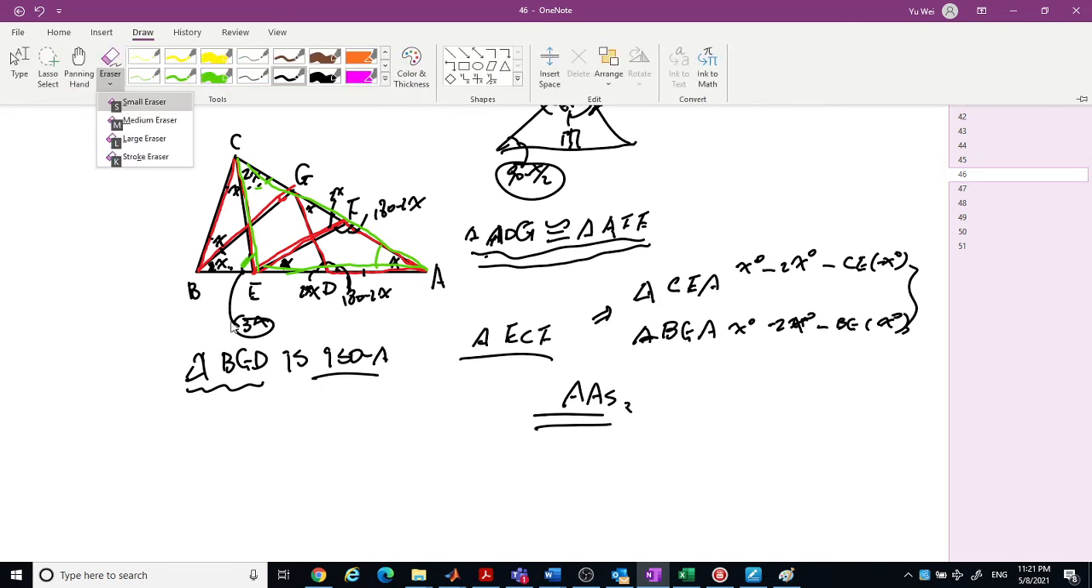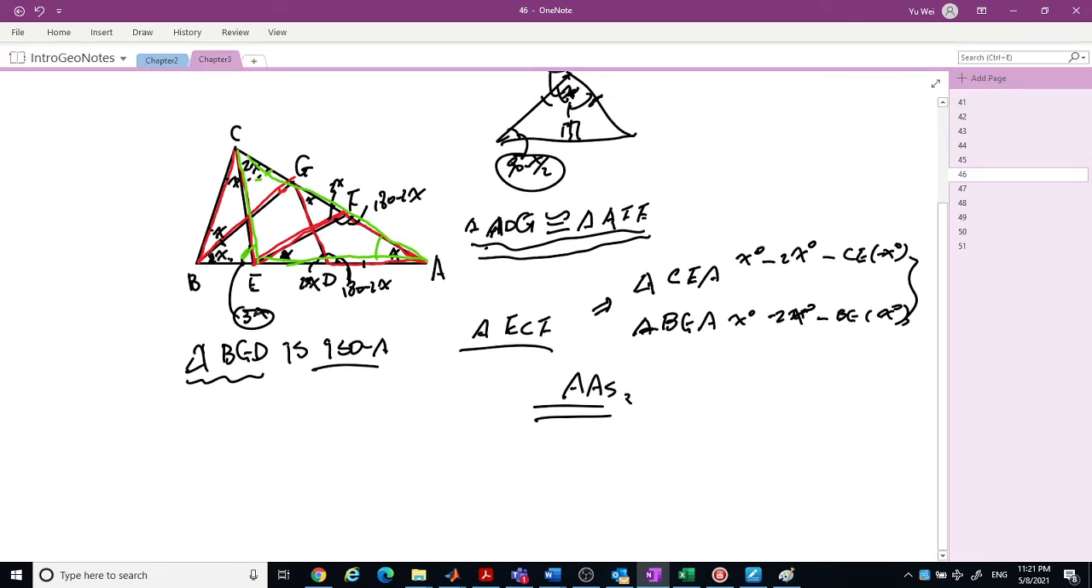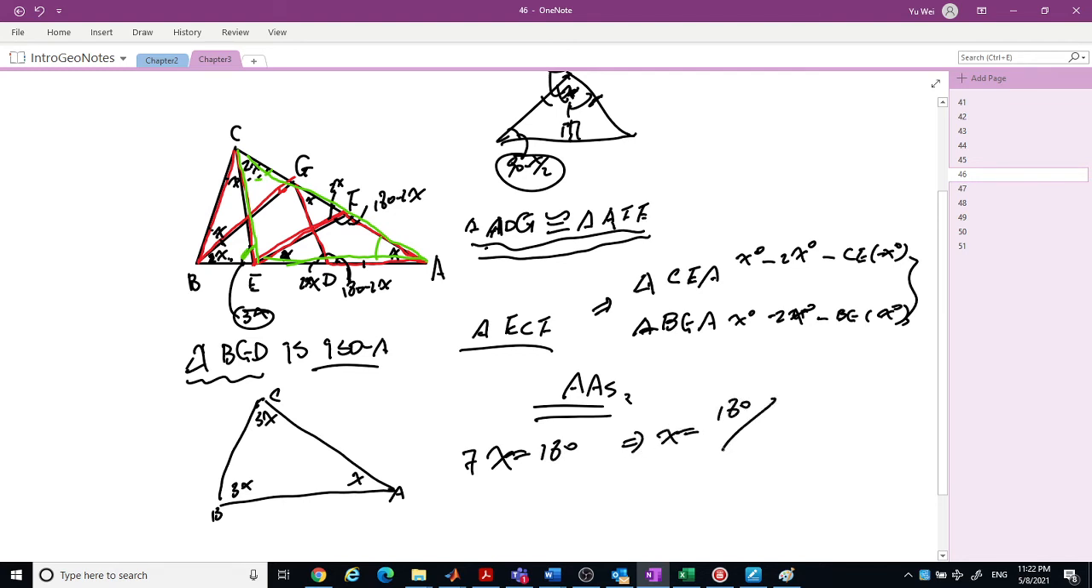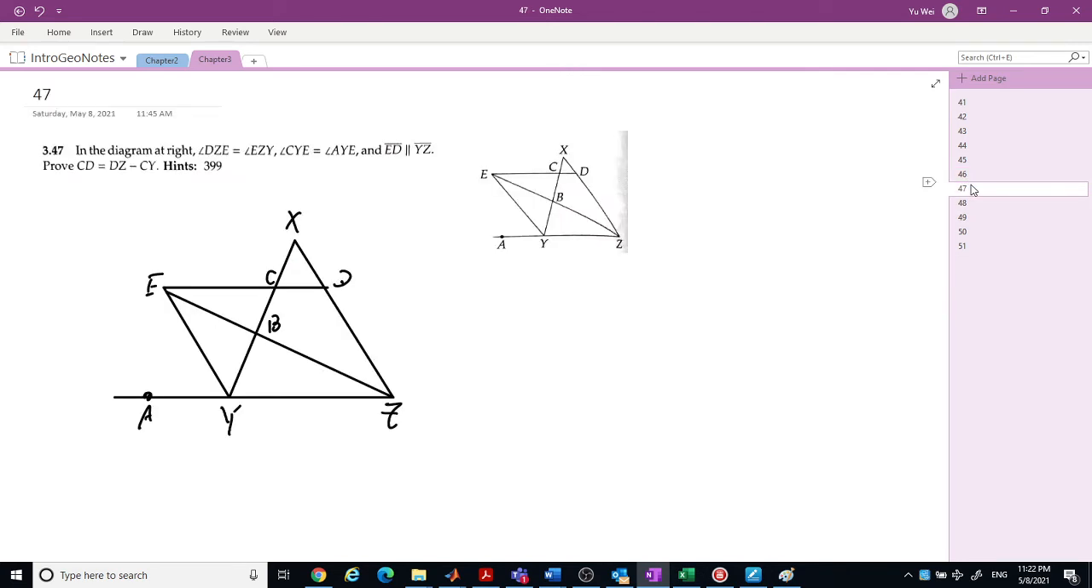Now see, we parameterize everything using x, and finally we have an equation for the triangle ABC: x, 3x, 3x. So 7x equals 180, so x equals 180 over 7. Okay, next. So this one, let's see.